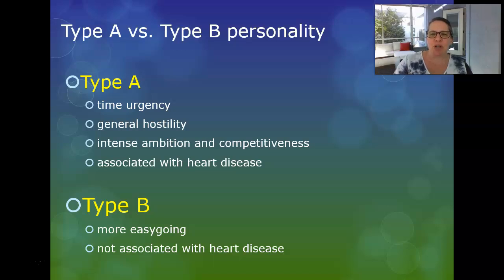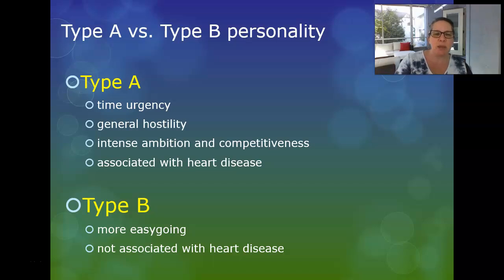Another thing about stress that we talk about is type A versus type B personality. So type A personality is the person that is go, go, go, super driven, super on the go, very time urgent, can sometimes be very aggressive or hostile, very intensely ambitious, and very, very competitive. Type A personality is associated with a higher incidence of heart disease as you get older.